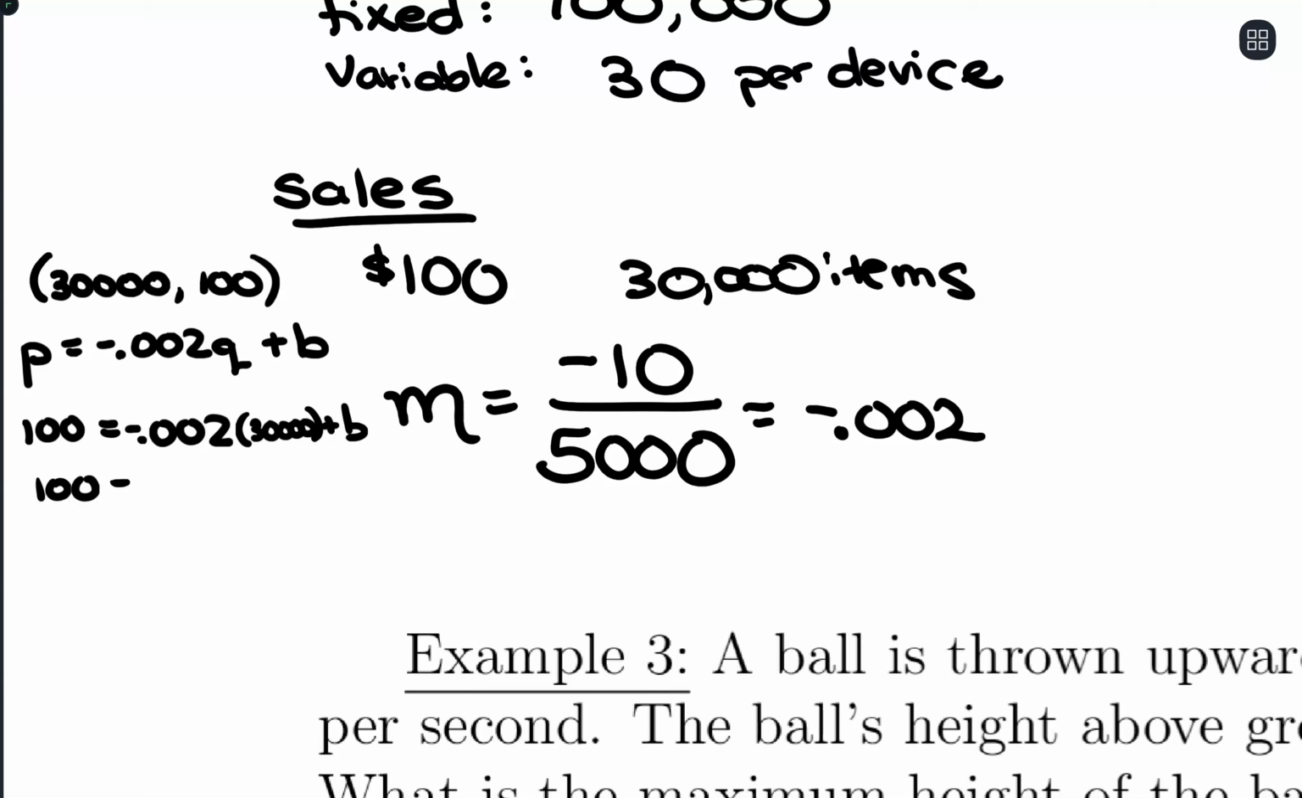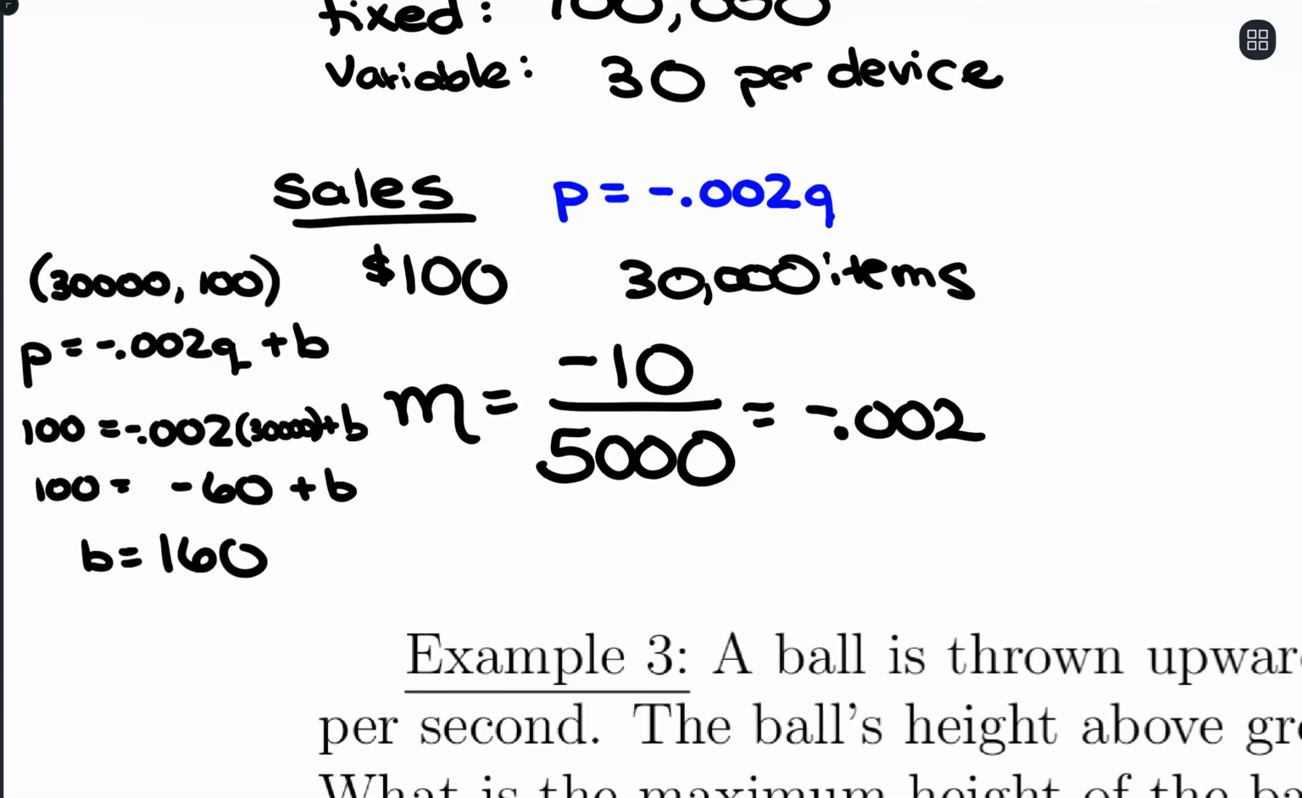So 100 equals, taking care of that multiplication, negative 60, and then plus B. Add 60 to both sides, so B equals 160. So for sales, what we're going to have is P equals negative 0.002 Q plus 160.